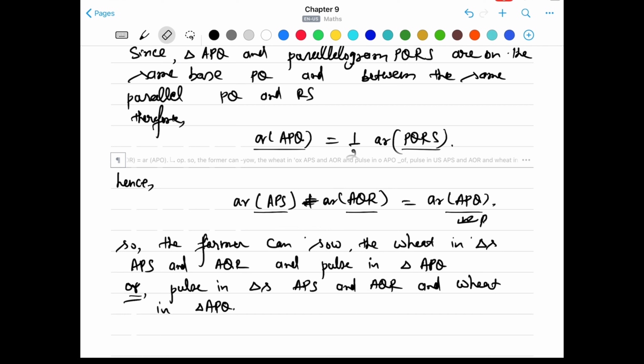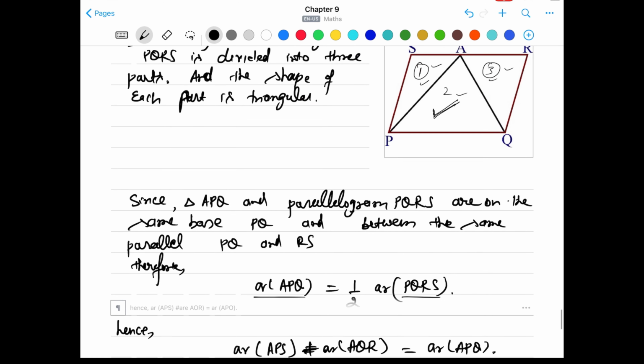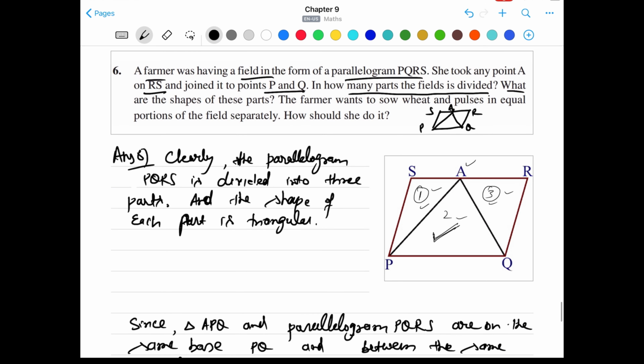Okay, so it's up to her, as the sum of the areas of these two triangles is equal to the area of this third triangle. Okay, so that's the answer of question number 6 of exercise 9.2. With this we have finished all the 6 questions of this exercise.